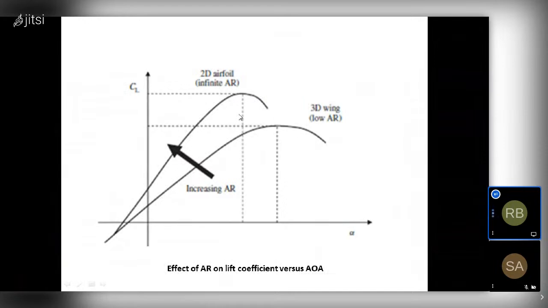As soon as you increase the aspect ratio of a wing, then we can see, for the 2D case and also for the 3D case, there's an increase in lift. As soon as you increase your wing's aspect ratio, your lift coefficient will also increase.